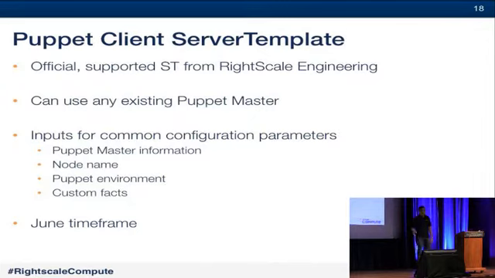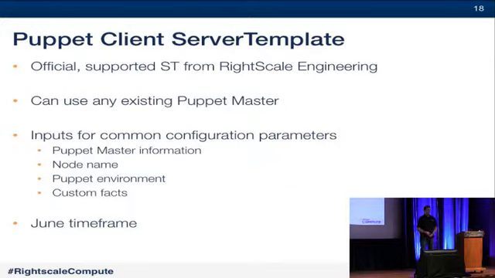These are going to work with any existing Puppet master. So whatever solution you're using now will work with the server template. The inputs on the server template will be common configuration inputs. So obviously we need to know about who your Puppet master is, where it is, the node name, the environment information, and then any custom facts like we just saw. And all of those will be available by default in this input. So basically that server template we just walked through, we're producing now.